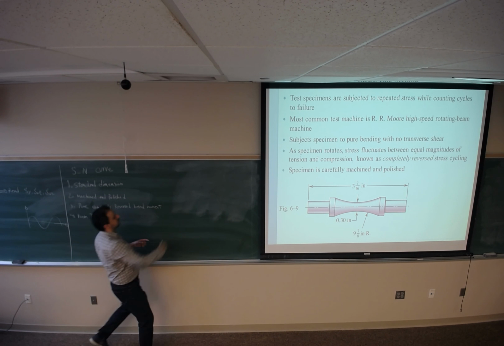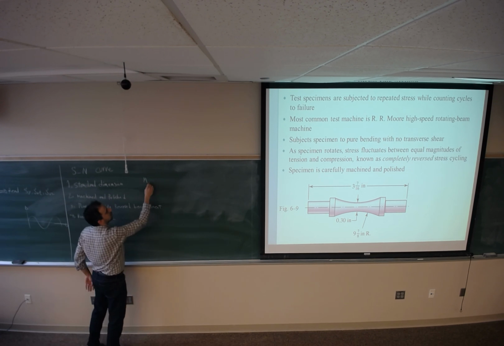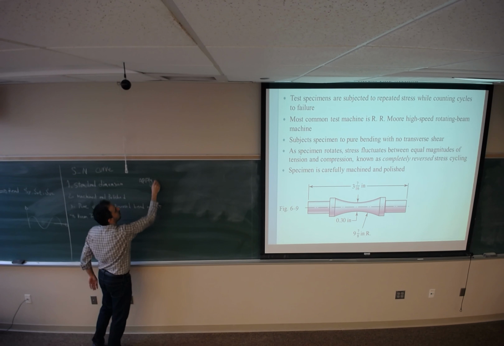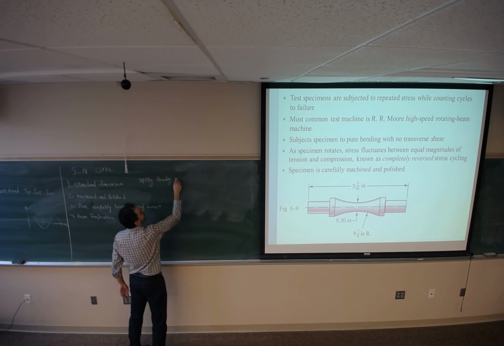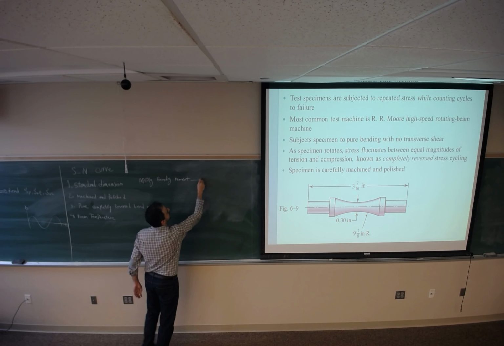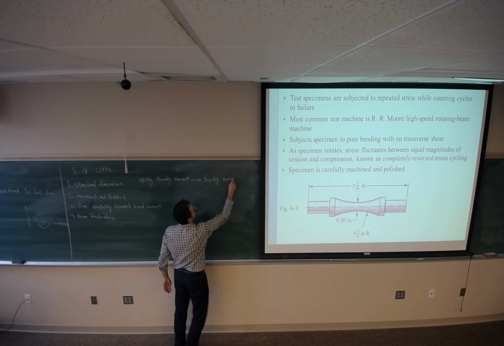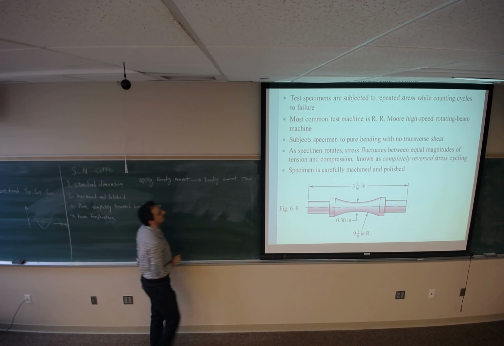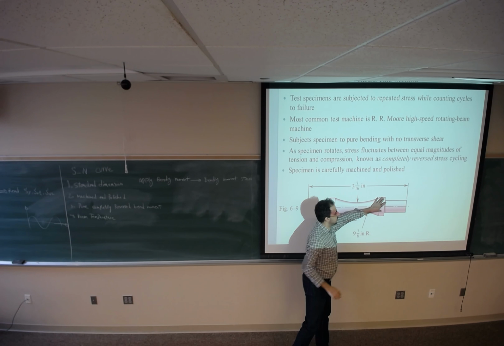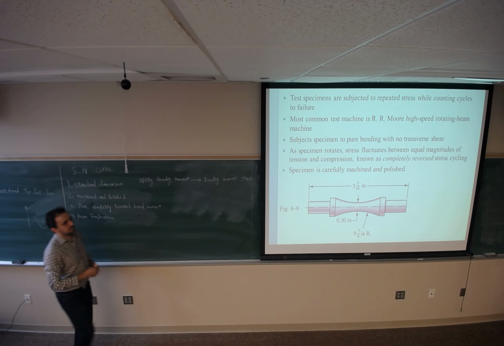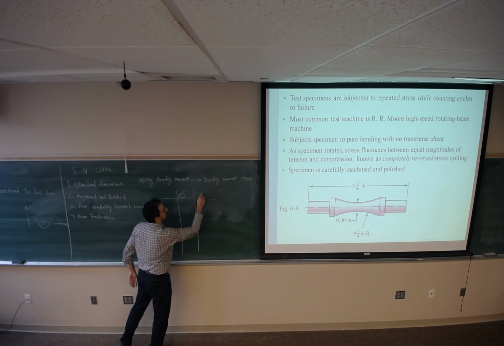So then you apply the bending moment with different values of that. This bending moment is going to make different values of bending stress. And then you count the number of cycles before the failure occurs on this test specimen, or before it breaks. So then you make a table, sigma versus N.